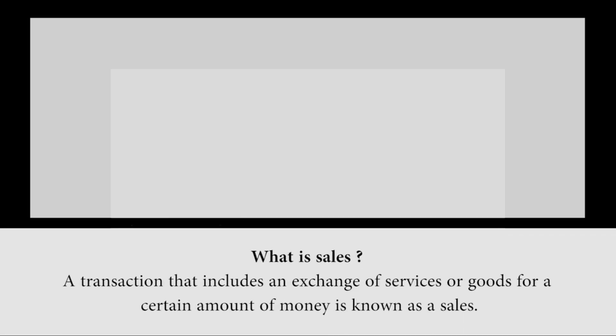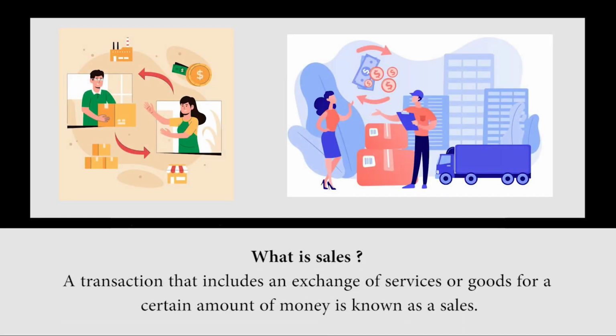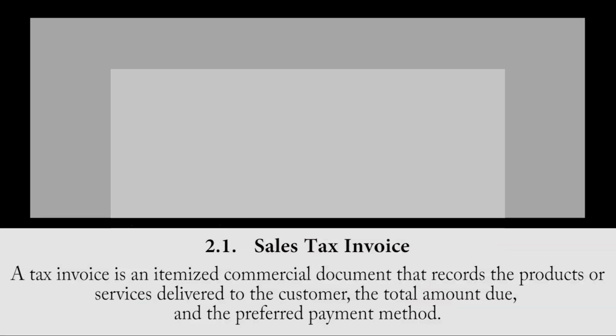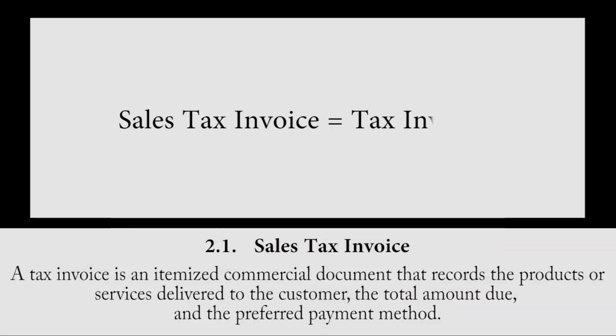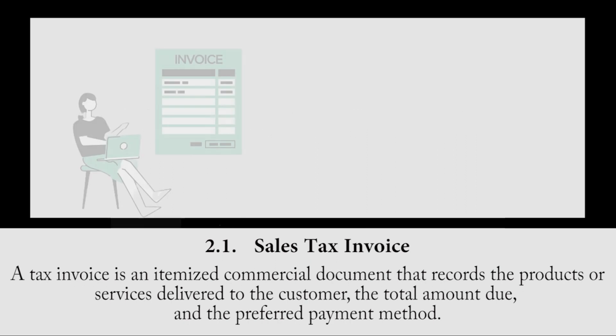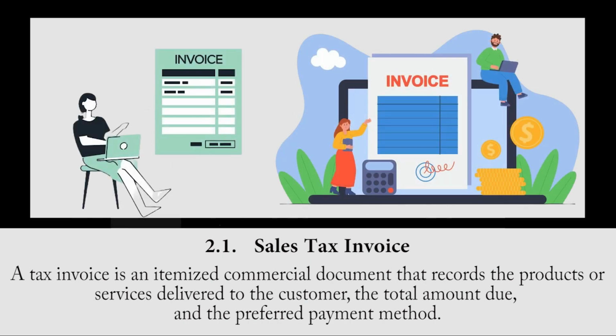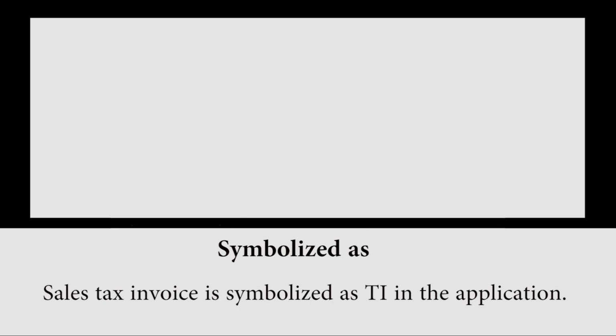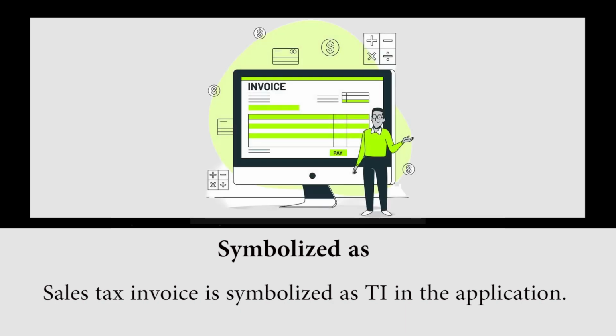A transaction that includes an exchange of services or goods for a certain amount of money is known as a sale. Generally, we have two types of sales invoices. The first one is a sales tax invoice, which is also known as a tax invoice. A tax invoice is an itemized commercial document that records the products or services delivered to the customer, the total amount due, and the preferred payment method. It is symbolized as TI in the application.